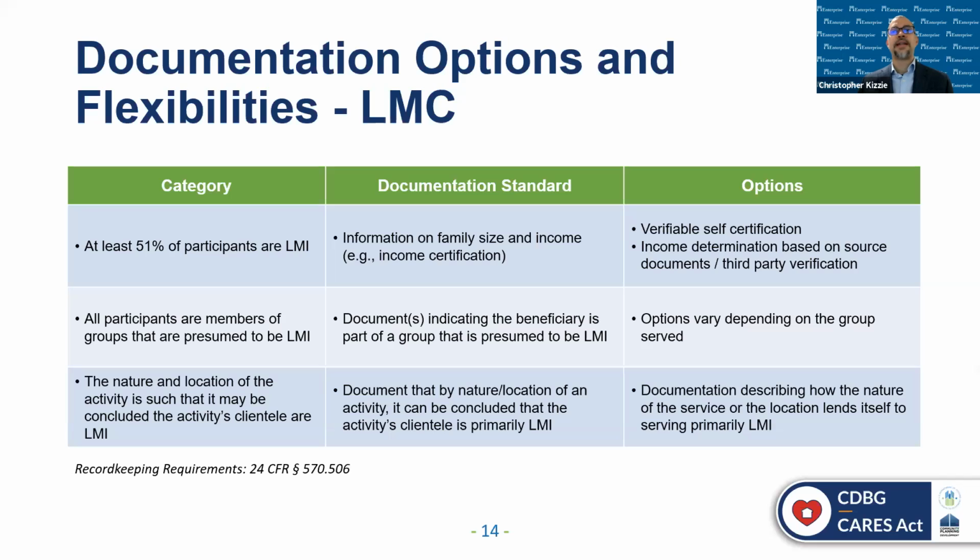First, you can document that at least 51% of the participants are LMI. The remaining 49% of beneficiaries may be of any income. This flexibility is already part of the CDBG program and is not unique to CDBG CV. Under the LMC national objective, where information on family size and income is the documentation standard, a verifiable self-certification form may be used to document that at least 51% of the beneficiaries served are low or moderate income. Grantees may also require source documentation of income if that is their preference.